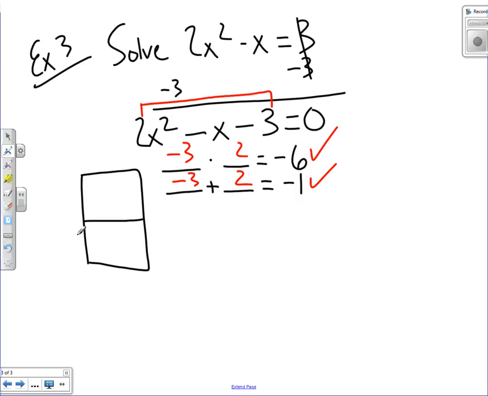In other words, 2 rows. These are rows. Rows go left to right. Columns go top to bottom. And let's start filling this thing in.